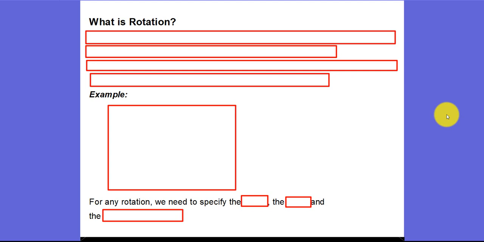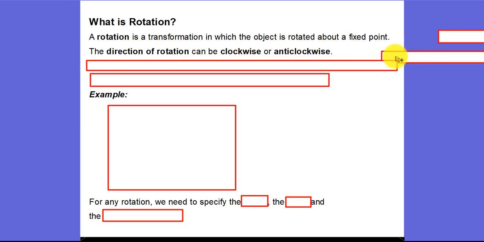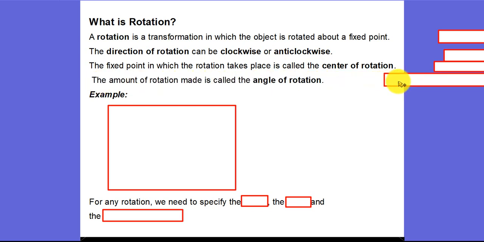Alright, the next transformation that we're going to learn is rotation. So what is a rotation? A rotation is a transformation in which the object is rotated about a fixed point. The direction of rotation can be either clockwise or counterclockwise. The fixed point in which the rotation takes place is called the center of rotation, and the amount of rotation made is called the angle of rotation.